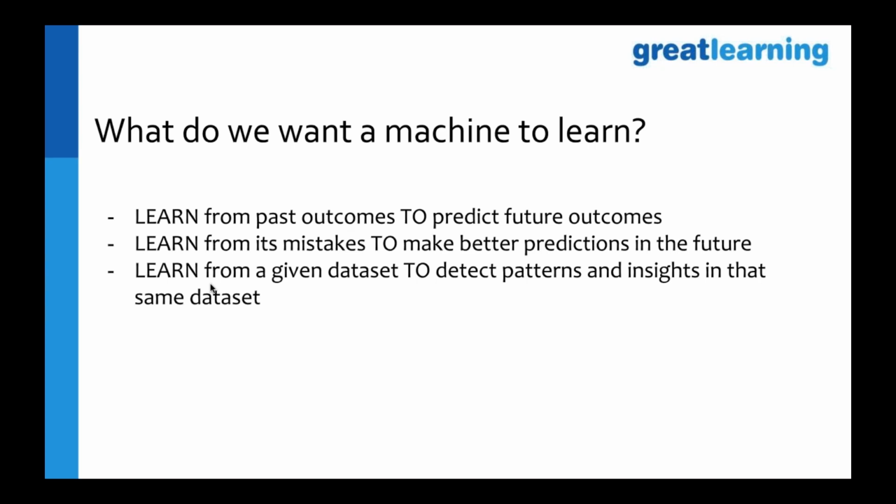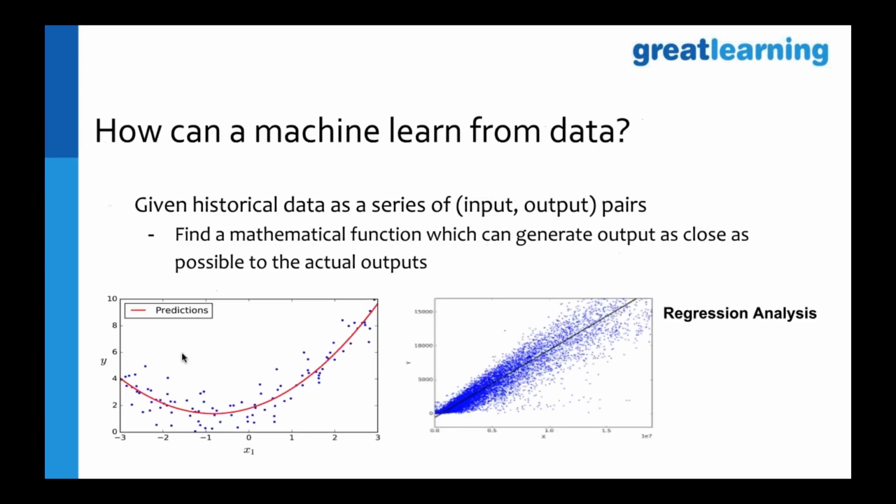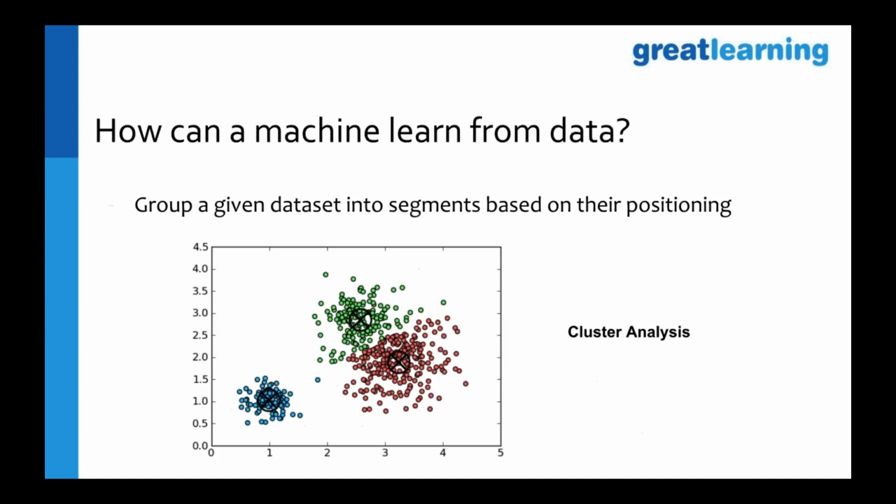The other form of learning we wanted the machine to have is to learn from a given data set, no past, no present, right? And detect patterns and insights in that same data set. This is another type of learning we wanted the machine to have, right? So for that, another popular machine learning algorithm is called cluster analysis.